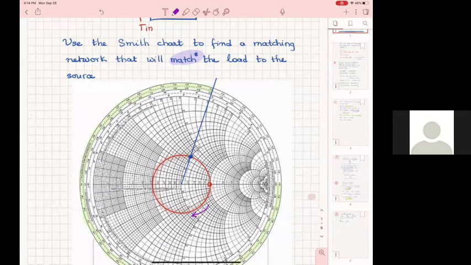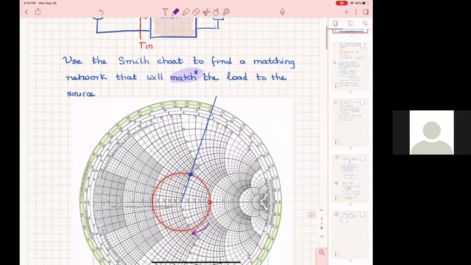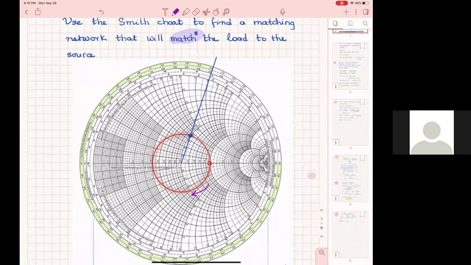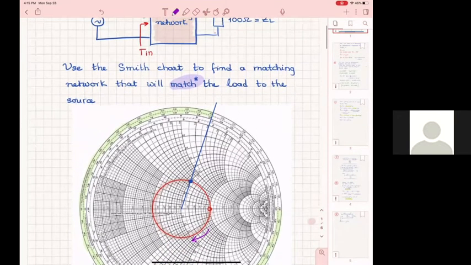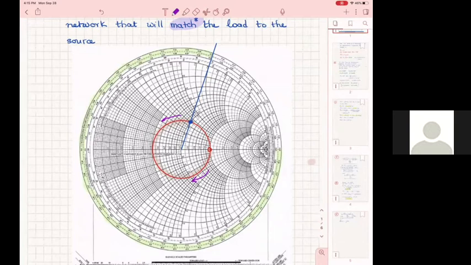But if I start at the gamma in or Z in, which is the blue point, and then I have to move towards the generator, then I will move like that. Towards the load, I will move like this. Right, I understand just for a transmission line, and like you said, in this example, no shunt is required.